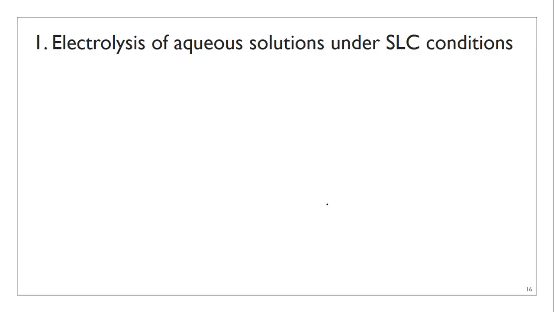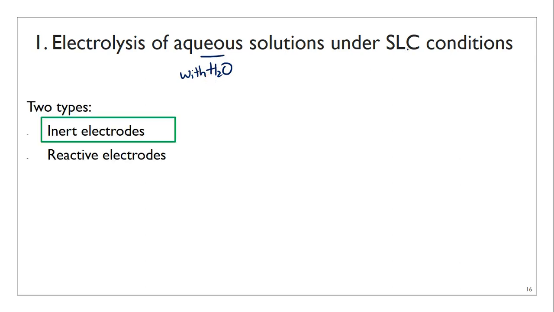Obviously, it's optional. So just to repeat what I said before, the first type of questions that we're going to look at for this video is electrolysis of aqueous solution. So when H2O is present, under SLC condition, and we're going to look at inert electrodes. So aqueous solution, SLC condition, which in this particular case just means 1.0 molar concentration for all the electrolyte, and inert electrodes. Okay, that's a lot of talking for not a lot of information.